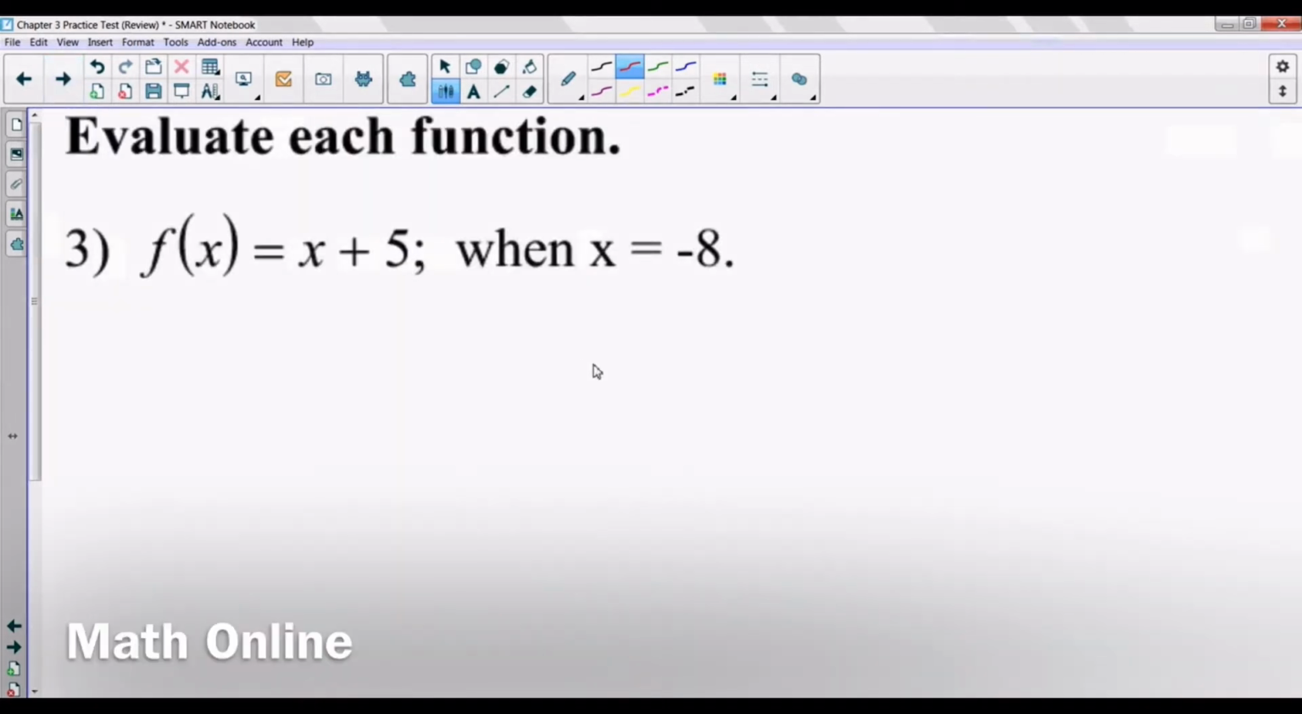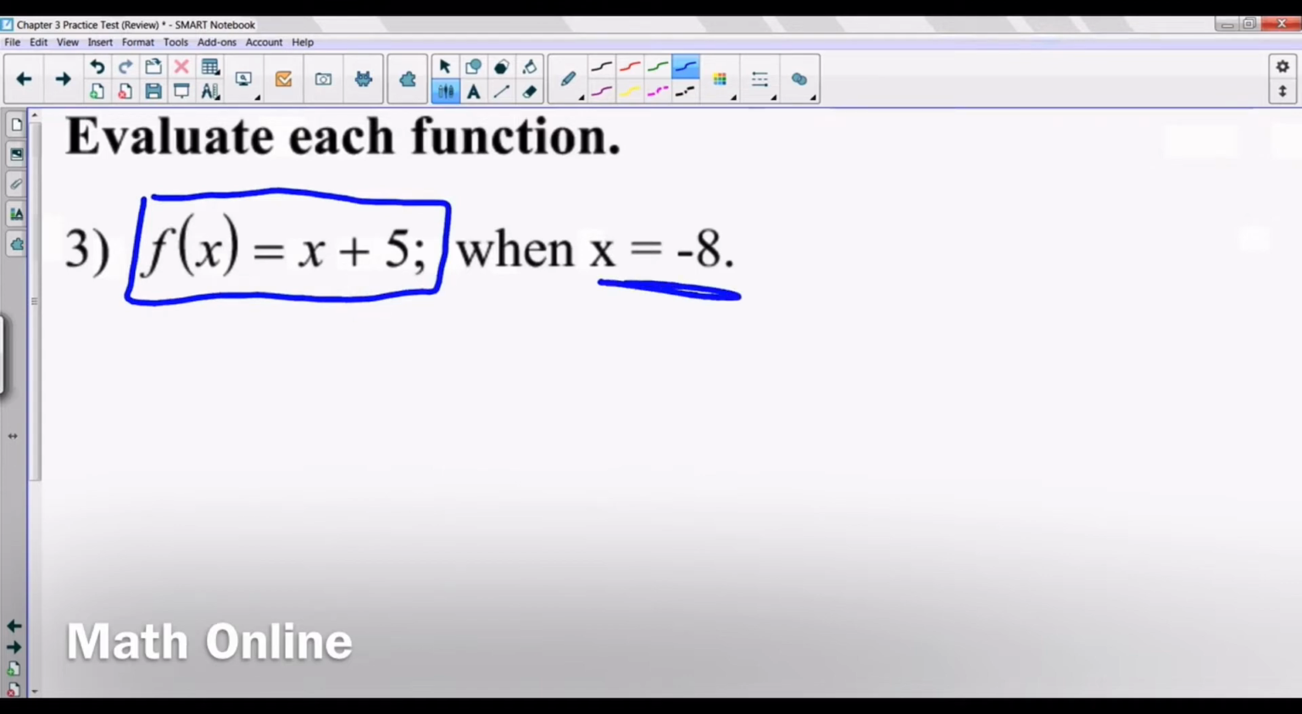All right, class. On this next problem, we need to evaluate the function. First of all, we need to understand what the function is and what our x value is. In blue, I'm going to circle the function itself. This is the function that we need to evaluate. And this is the x value that they ask us to plug into this function, right?